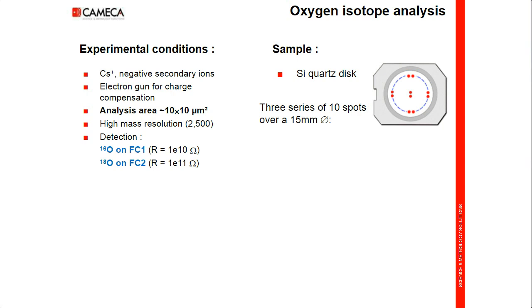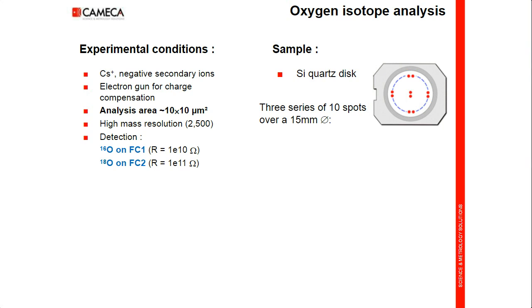Measurements were performed using high mass resolution, with 16O being recorded on FC1 and 18O on FC2. The 2 Faraday cups have 2 different resistance values in order to decrease the noise level on the 18O signal. A resistor of 1E11 ohm is used. 3 series of 10 spots were performed over a diameter of 15 millimeters.